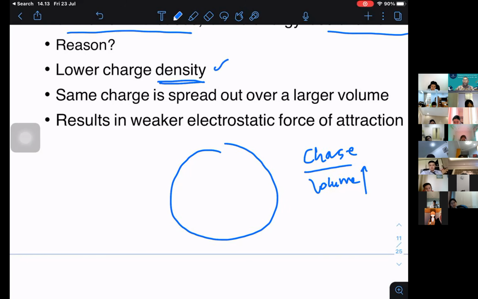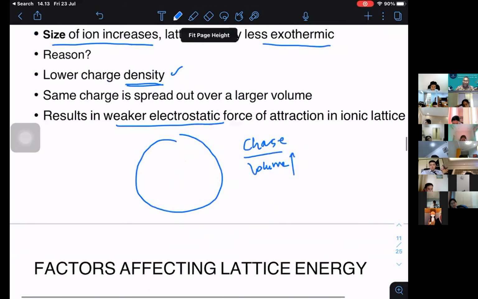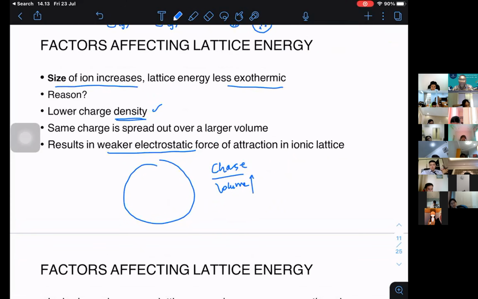Because charge density is lower, they cannot form a proper bond with the negative ion. So it will result in a weaker electrostatic force of attraction, and that's why it's less exothermic. And it will be vice versa when the size is smaller. So that is about size.